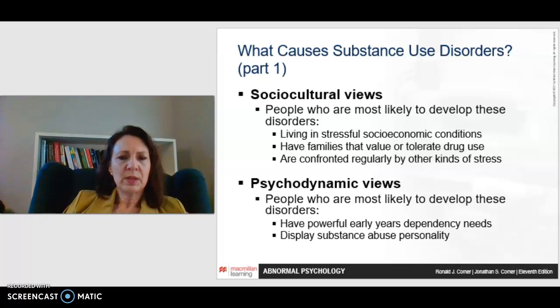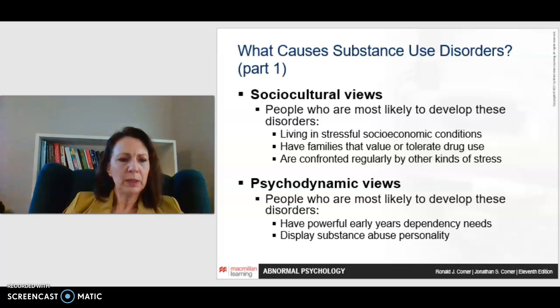So what causes substance use disorders? We won't cover treatments, but you can see those in Achieve. We do want to cover what causes substance use disorders. Sociocultural views take a look at the environmental conditions, like living in stressful socioeconomic situations, having families that tolerate drug use, or being confronted regularly by other kinds of stress.